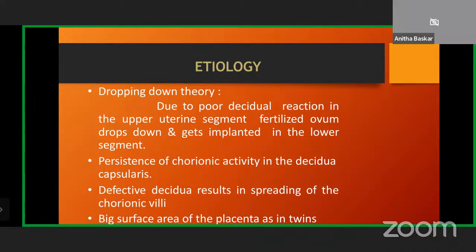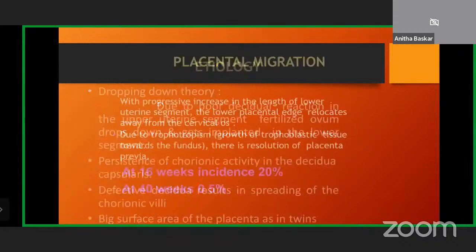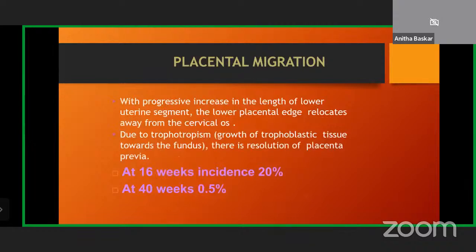Yes, okay. Etiology, you come into the dropping down theory due to the poor vascular reaction in the upper uterine segment. The fertilized ovum drops down and gets implanted into the lower uterine segment. What is the main reason for placenta previa? It is the persistence of chorionic activity in the decidua capsularis, and defective decidua results in the spreading of chorionic villi, and there is a big surface area of the placenta as seen in twins. Another main factor for placenta previa is the lack of placental migration.